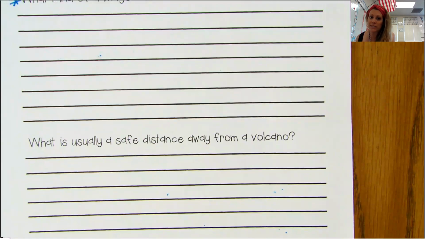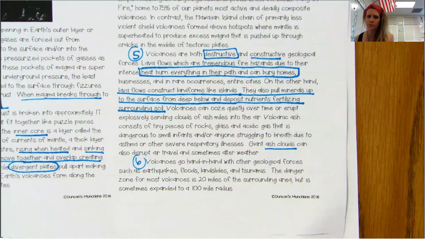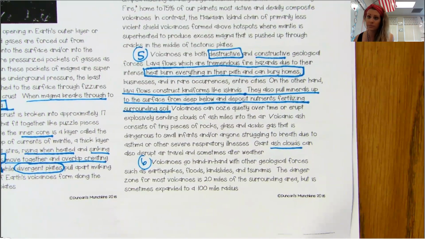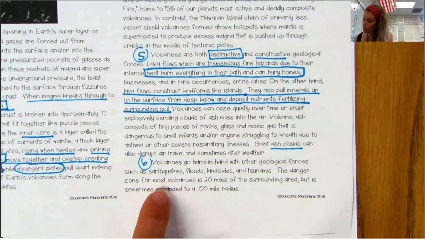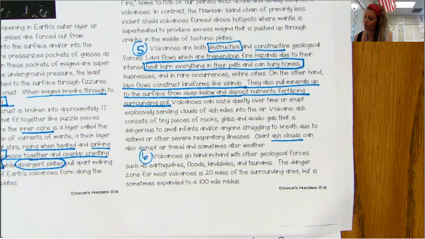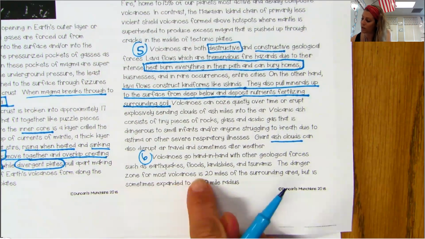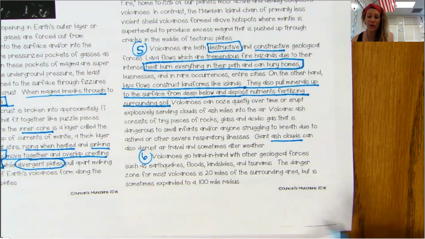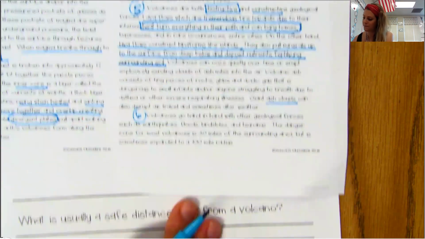What is usually a safe distance away from a volcano? Oh, we just talked about that. Do you remember where we found that one? Where was that one? What paragraph? The last paragraph, right? So what's usually a safe distance away from a volcano? Well, the danger zone for most volcanoes is 20 miles. So anything over 20 miles away would be safe, right?